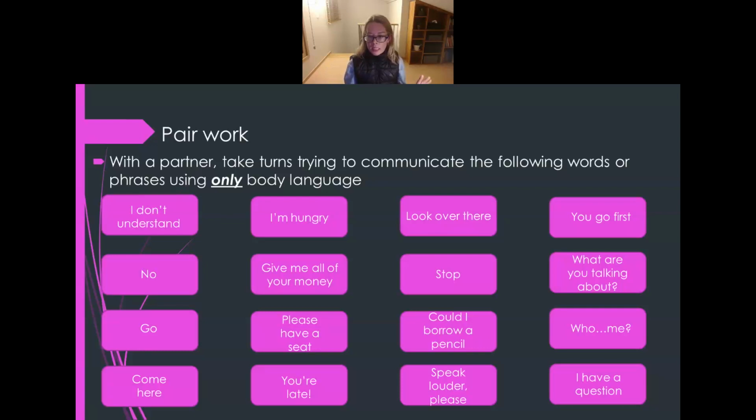Okay, so anyways, you guys take 10 minutes. Please pause this presentation and practice thinking of gestures and doing gestures to communicate these things. Okay. Okay, 10 minutes finished. All right, moving on.